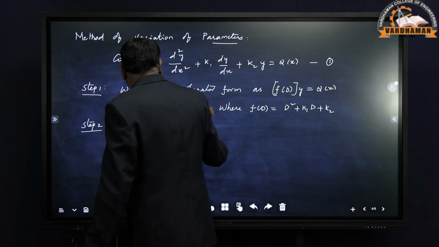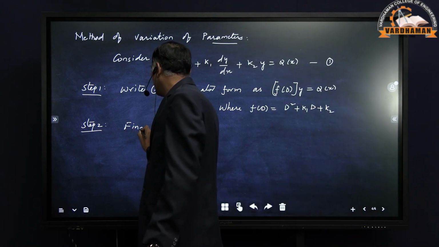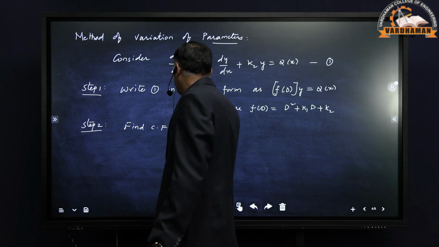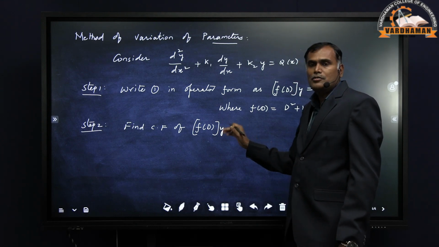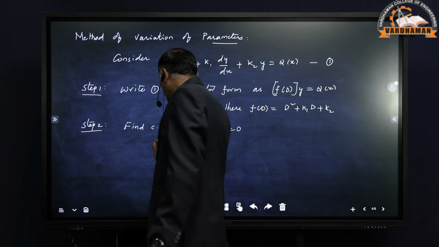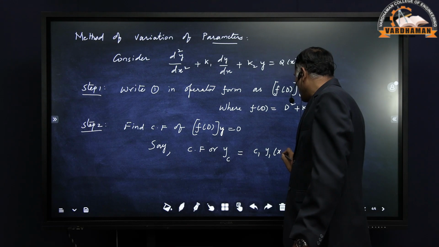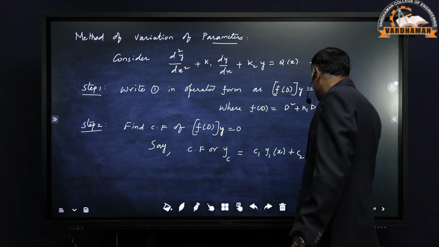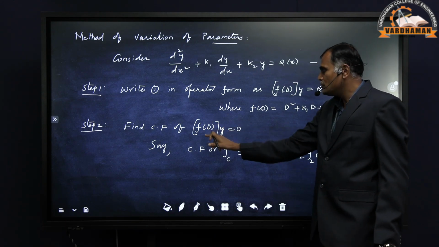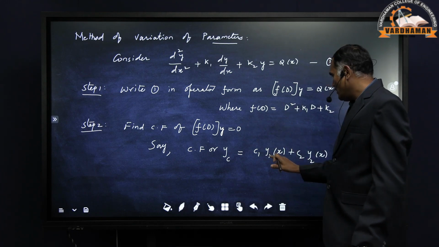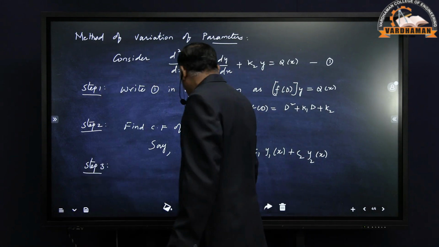Second step is to find the complementary function of this problem. In my earlier video we discussed how to find the complementary function. Let us say the complementary function is c1 into y1(x) plus c2 into y2(x), where y1, y2 are two independent solutions of f of D into y equals 0, and c1 and c2 are arbitrary constants.